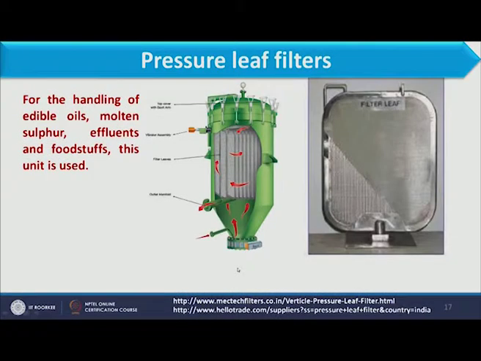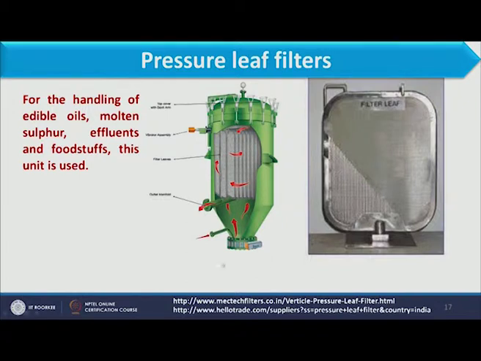Now the next filter we have is the pressure leaf filter. In the pressure leaf filter, here we have the image of this. What happens in this leaf filter? Here we have different leaves. Now what is a leaf? I have shown one figure which shows the filter leaf. If you see this leaf, it has a wire mesh, and this wire mesh is very small in size, and sometimes we also use cloth over here, but usually it consists of mesh wire of very fine size.